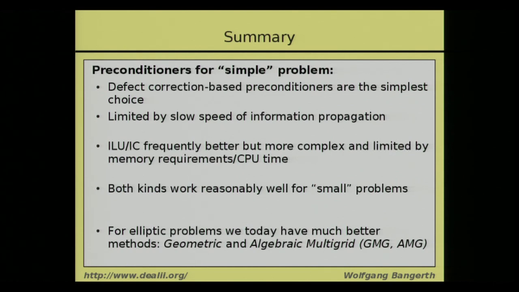The defect correction-based methods have one particular disadvantage. Namely, we would call this that they have a low speed of information propagation. If you think about how something like the basic Jacobi method works.